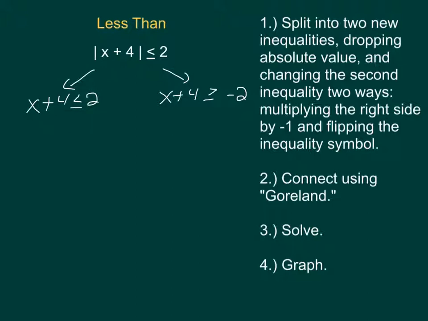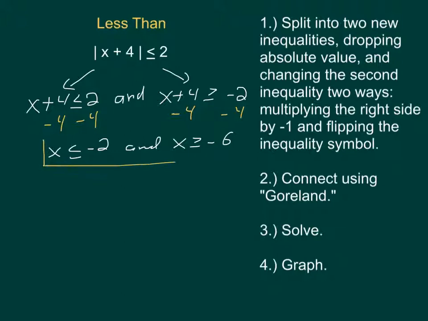Now, I have to look at Gore Land, and for this I always look at the step right before I split, and that's a less than. Less than tells me I'm using and. So for a less than problem, I'm looking at an and. Now we'll go ahead and solve each of these, and this is really quick so we can even just show those steps here. It's actually the same in both inequalities. We're going to get x is less than or equal to negative 2, and x is greater than or equal to negative 6.